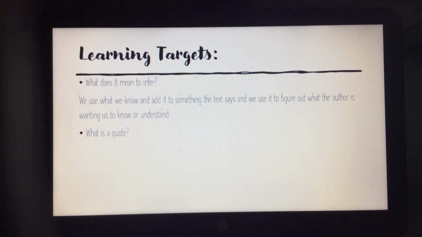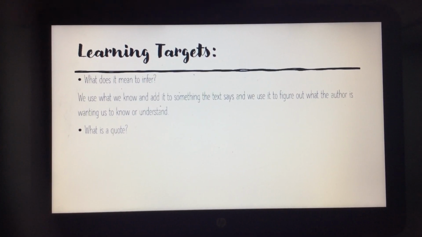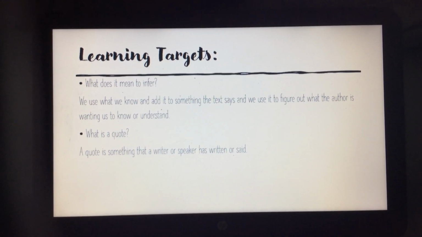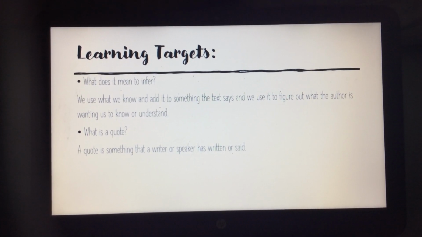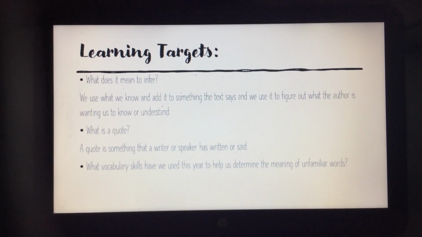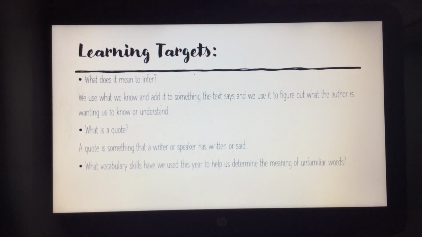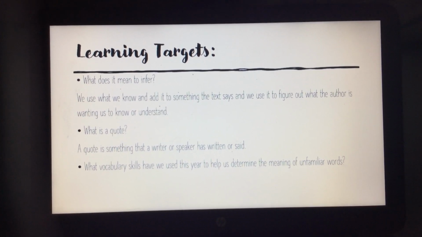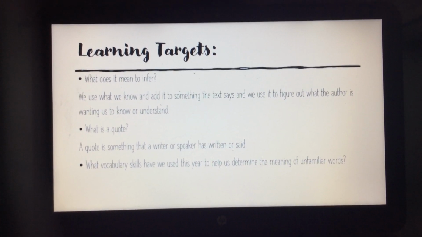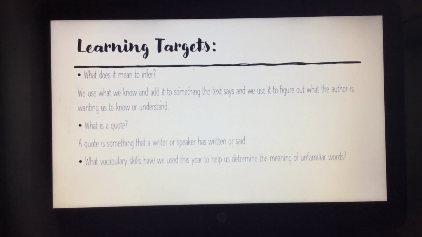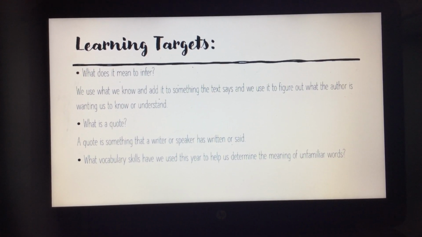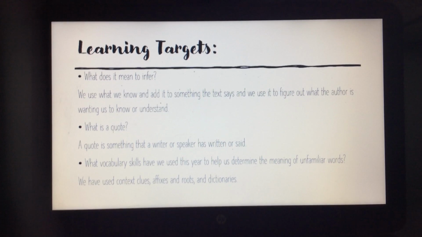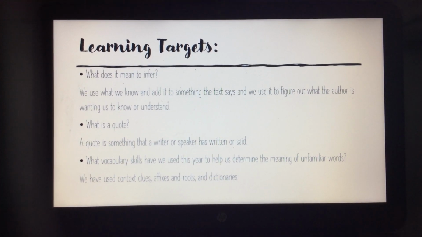Okay, so now we're going to look at what is a quote. I want you to think about that for just a second. Okay, a quote is something that a writer or speaker has written or said. Okay, what vocabulary skills have we used this year to help us determine the meaning of unfamiliar words? I want you to think about that. What have we used in the past in class when we were reading things that we did not know or understand? What did we use? That's right, we have used context clues, affixes, and roots in dictionaries.